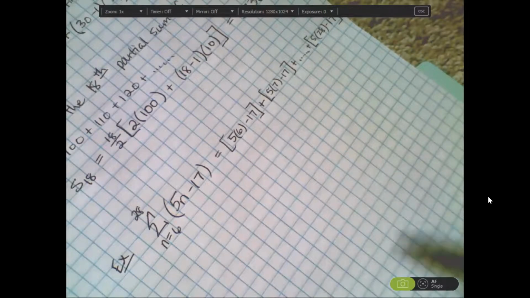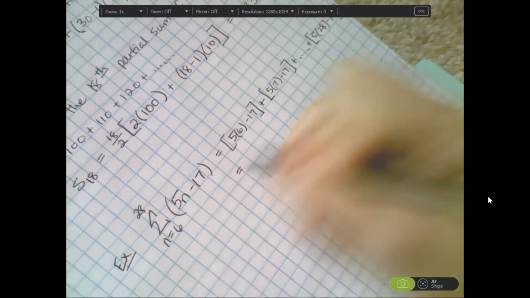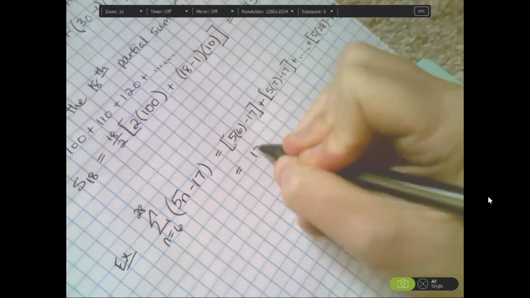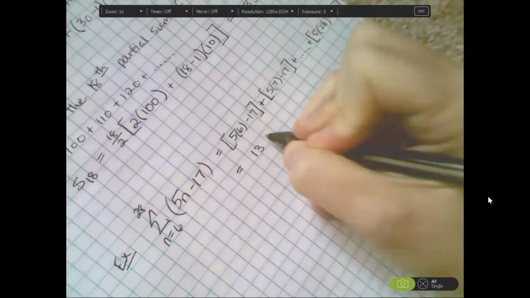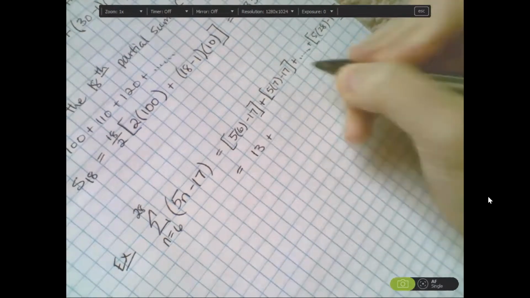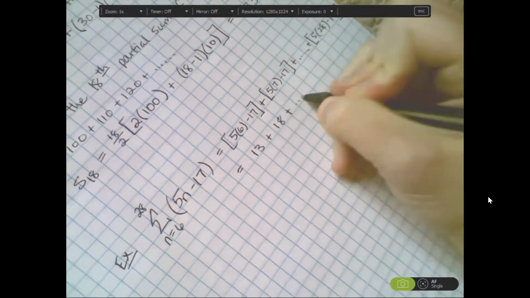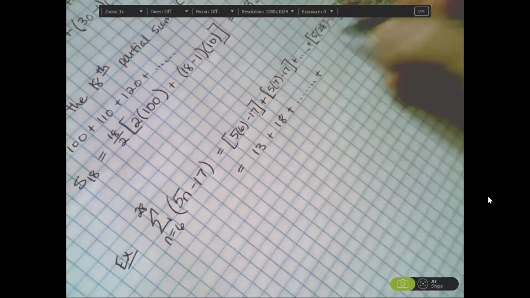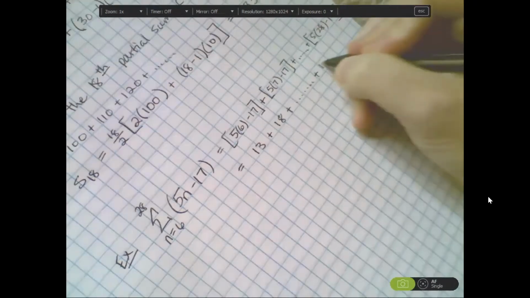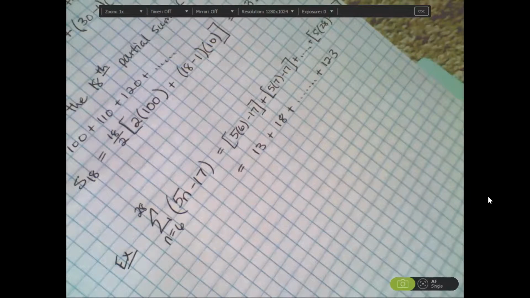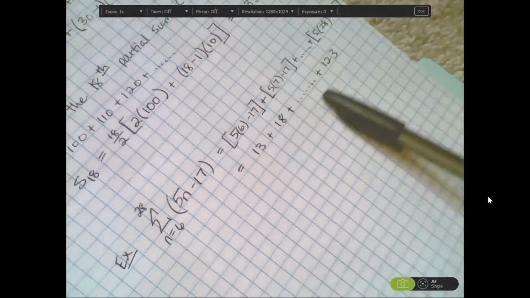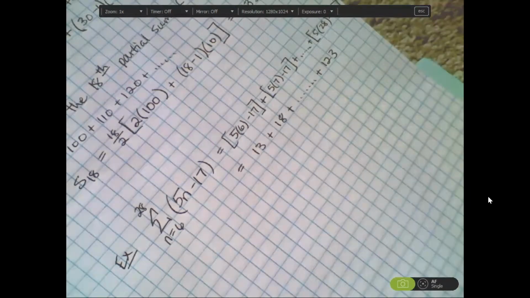So if we were to work all of this stuff out, if I worked this part out, this would be 13. If I worked this one out, I believe that's 18. All the way up to the very last one. If I work this out, I believe that's 123. So it's basically asking us to add all of these numbers up, right? So we now have a formula for how to do that.